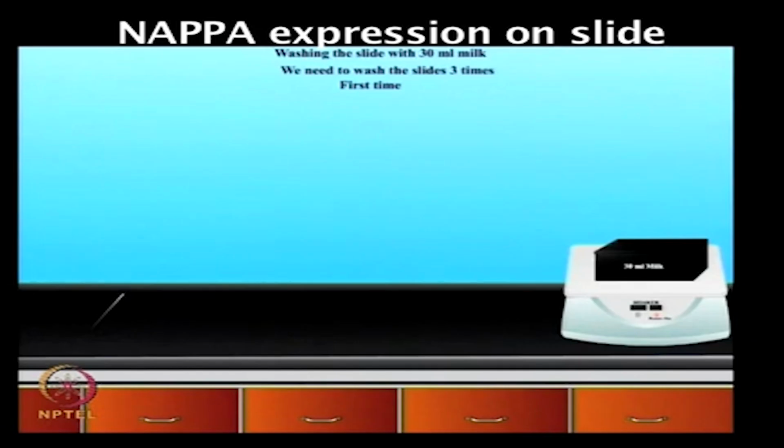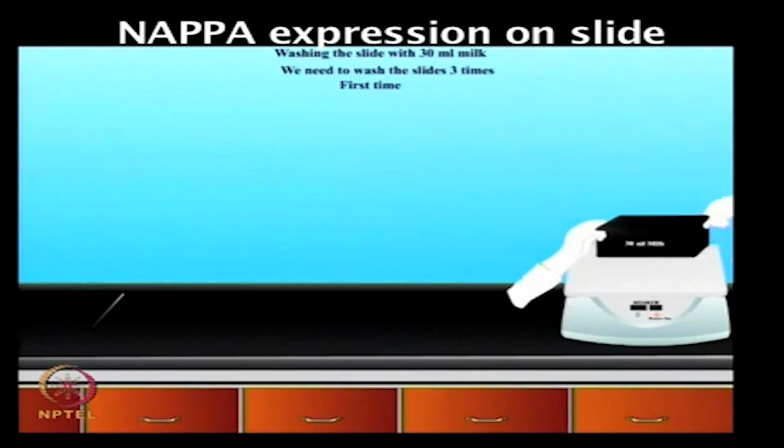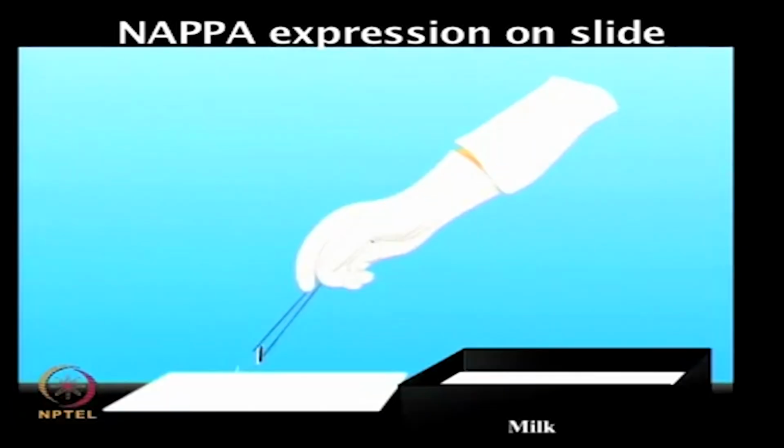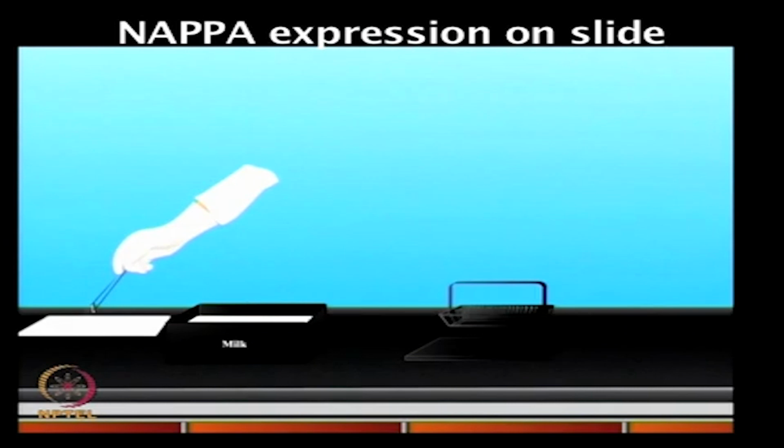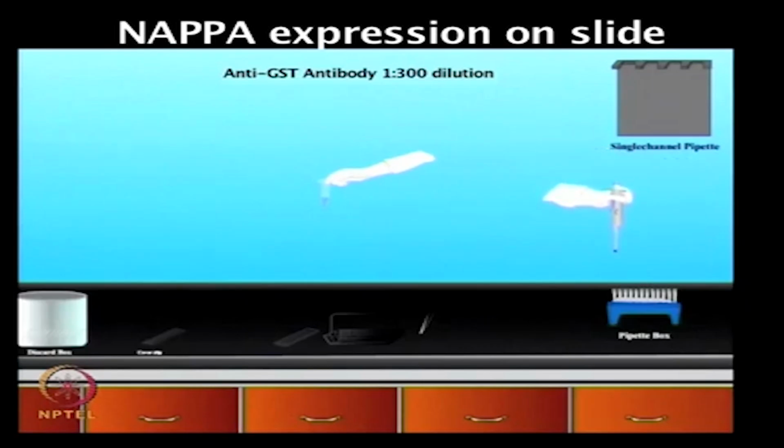Now, block the slide with milk or super block at room temperature for an hour. After blocking is done, then we need to drain the excess liquid on a paper towel, and then we are ready to perform the incubation with the primary antibody. So, apply primary antibody, which is mouse anti-GST in this case, because we are looking for the protein expression and all the clones contain a GST tag.